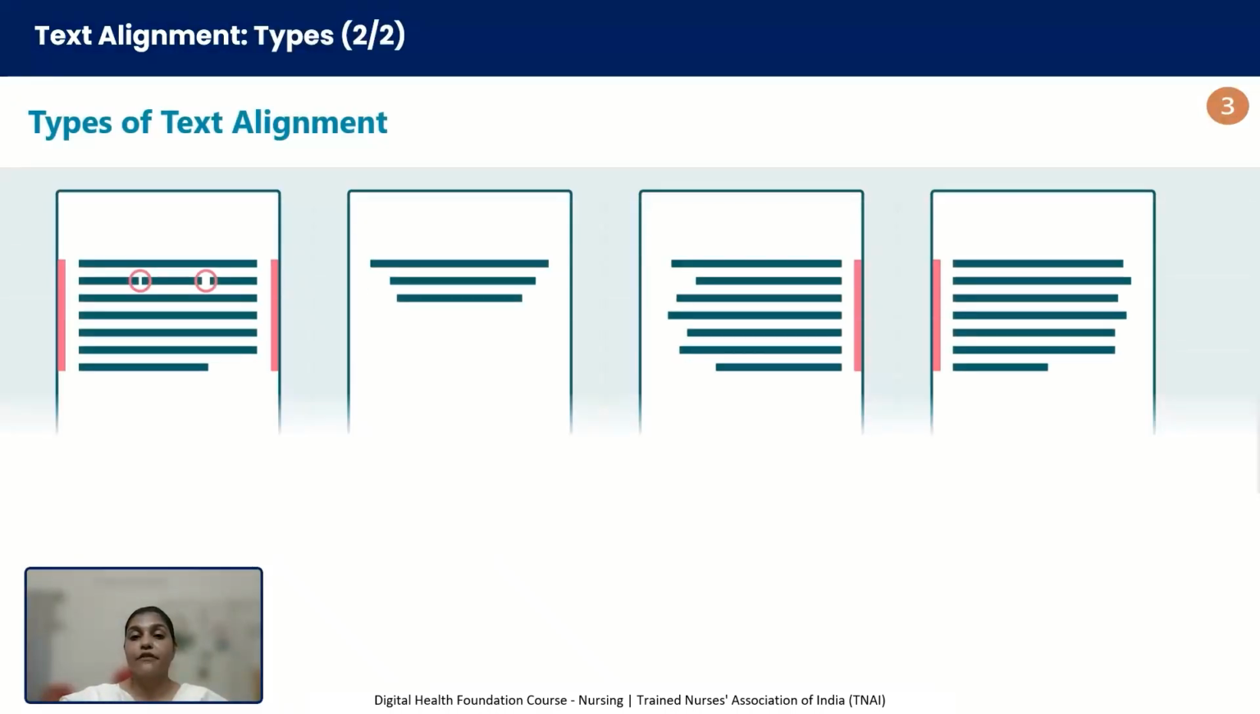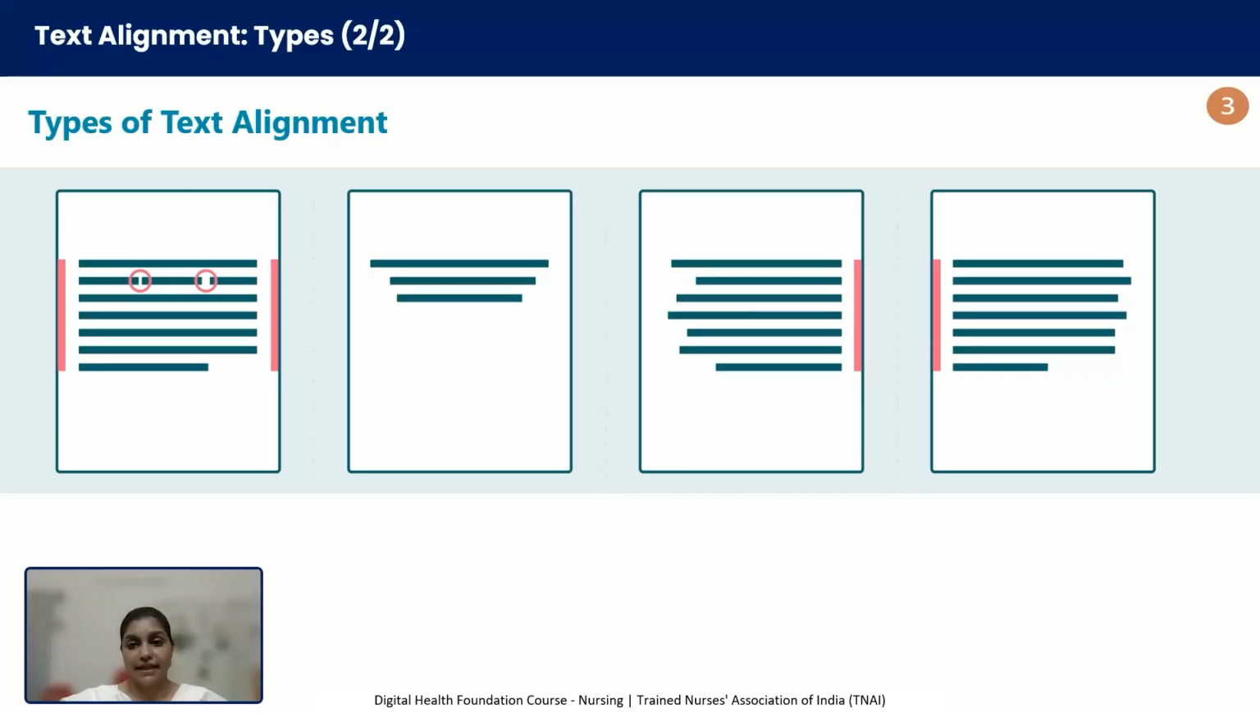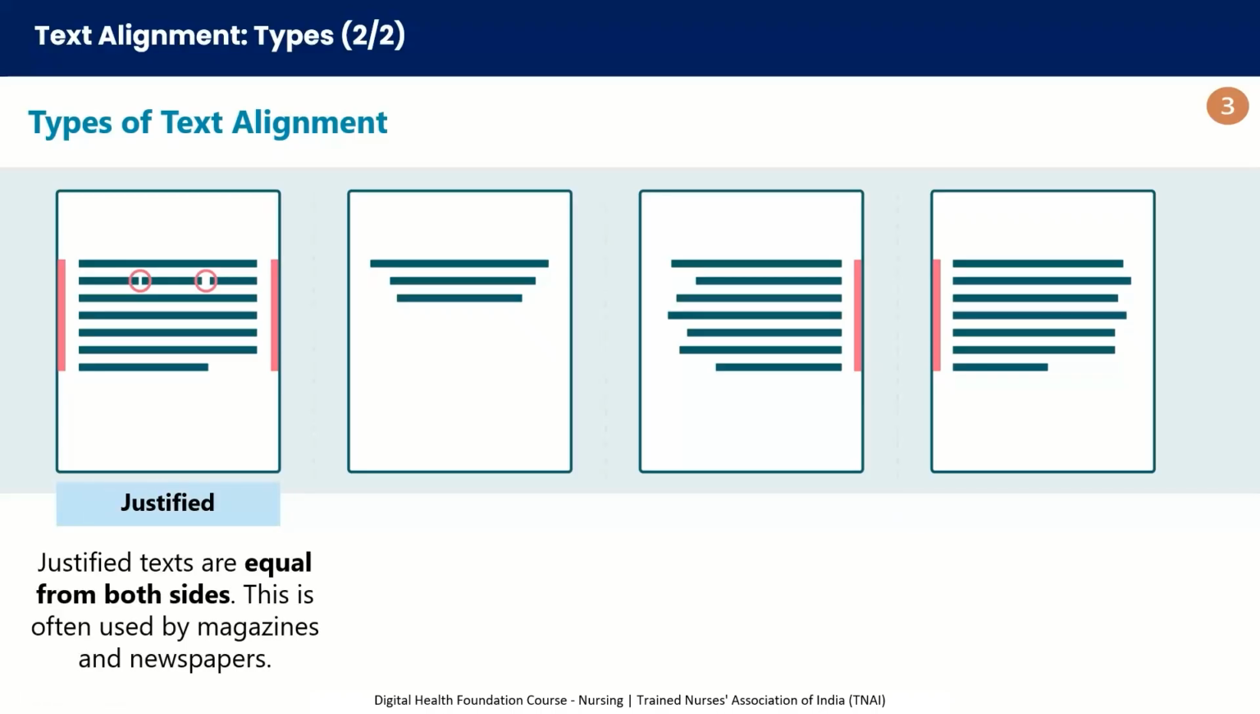Let's now explore the four main types of text alignments available in Word. First, we have justified alignment. This aligns text evenly on both left and right margin, giving a clean block style look. It's commonly seen in newspapers or magazines.